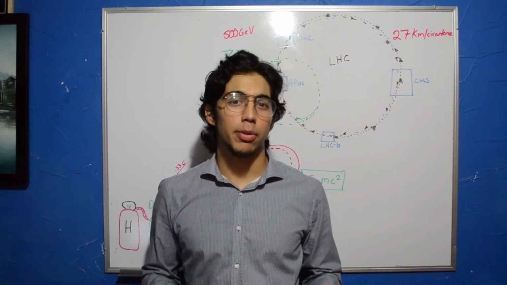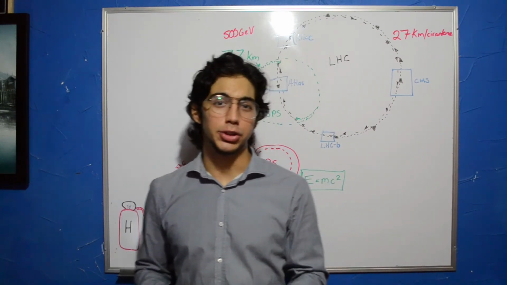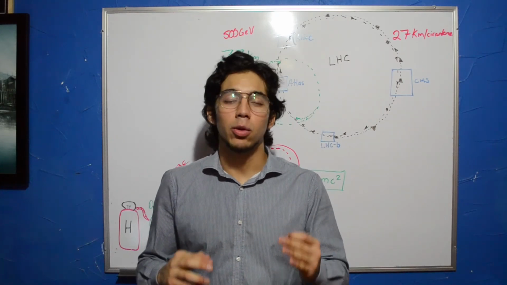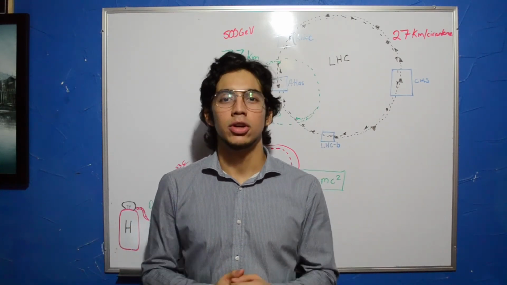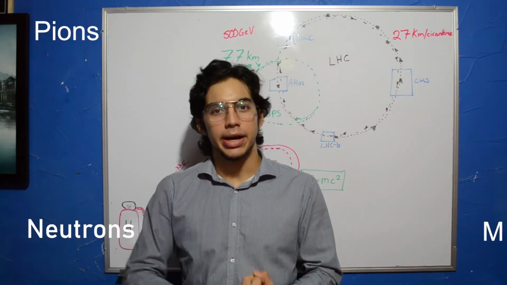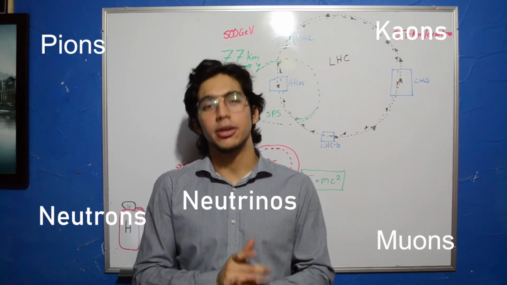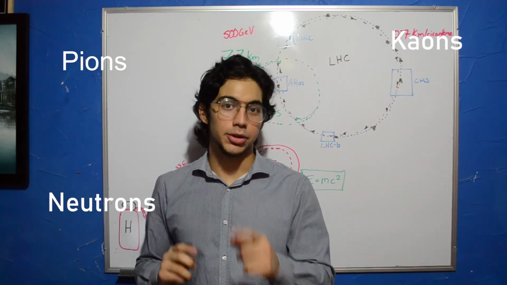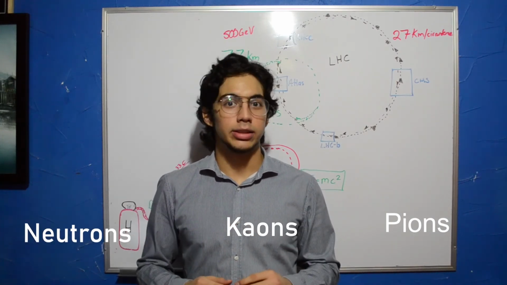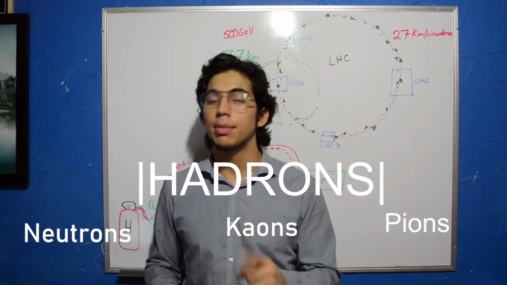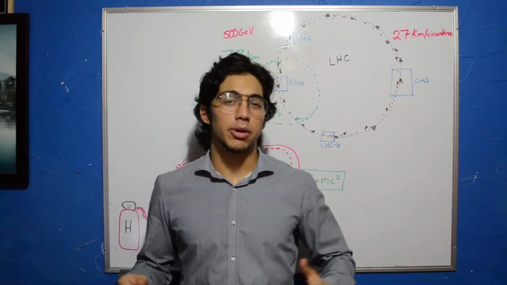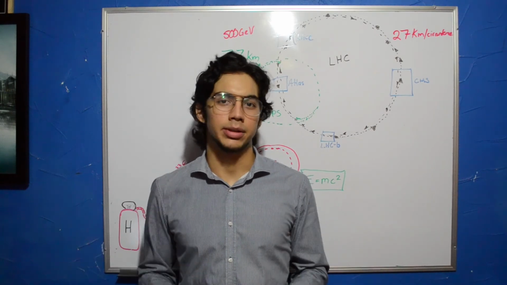So at these crossover points is where scientists wait for a collision, and when a pair of protons finally collide, scientists can reveal what protons are made of. So of course they found neutrons, pions, muons, kaons and neutrinos. And let me tell you that pions, kaons and neutrons are the ones that form hadrons, and that's why the name Large Hadron Collider. Anyways, the Large Hadron Collider is a machine of discovery.